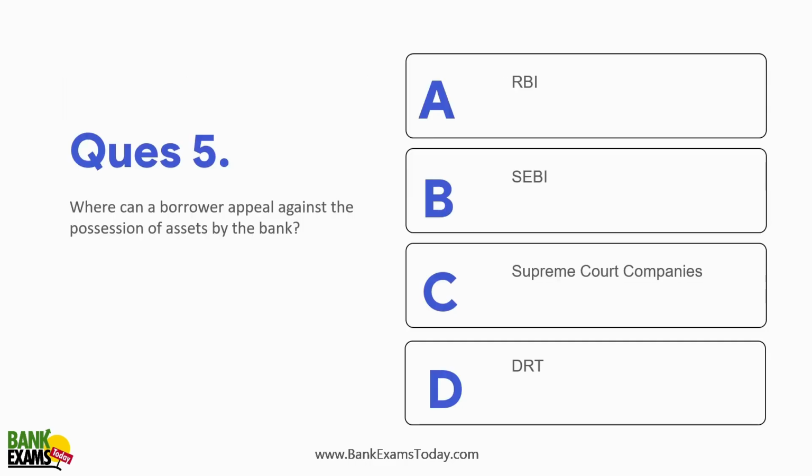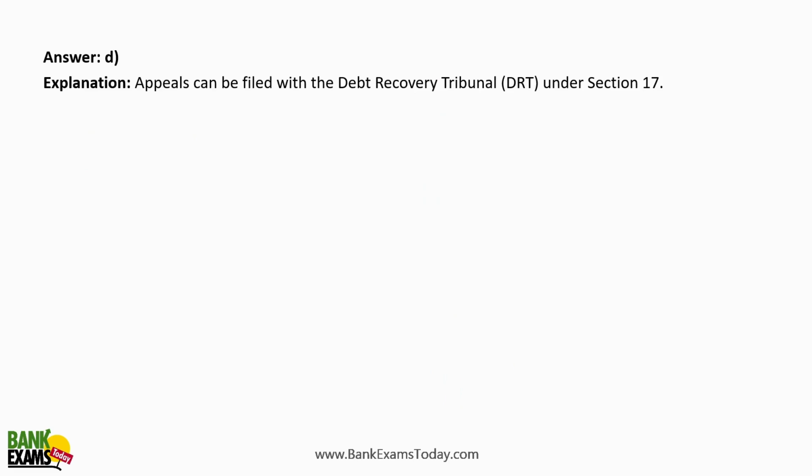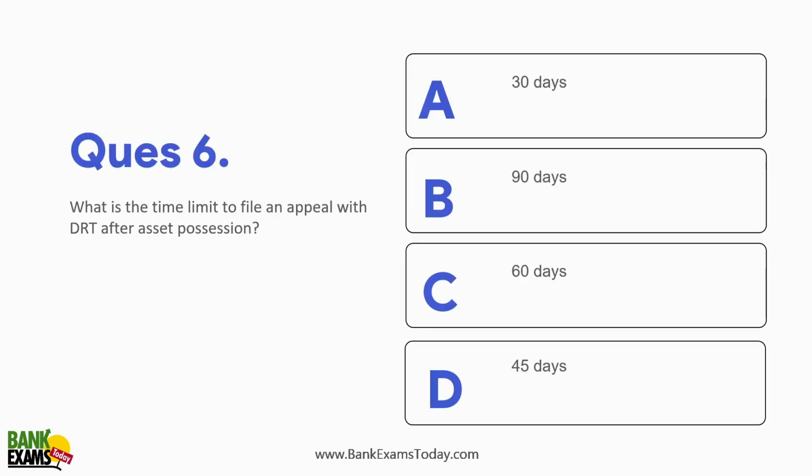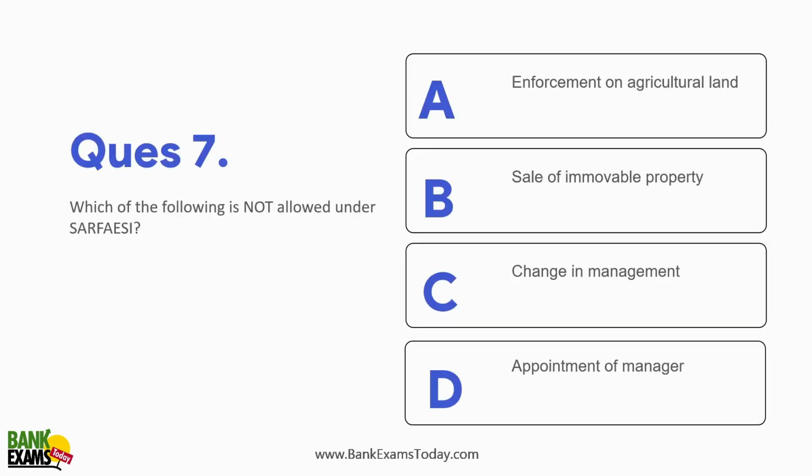Where can a borrower appeal against the possession of assets by the bank? You can file a complaint, you can file an appeal with DRT और उसके बाद DRAT under section 17. What is the time limit to file an appeal with DRT after the asset possession? 45 days के अंदर, जब आपकी asset की possession ले ली गई है, आप 45 days में अपील फाइल कर सकते हो.